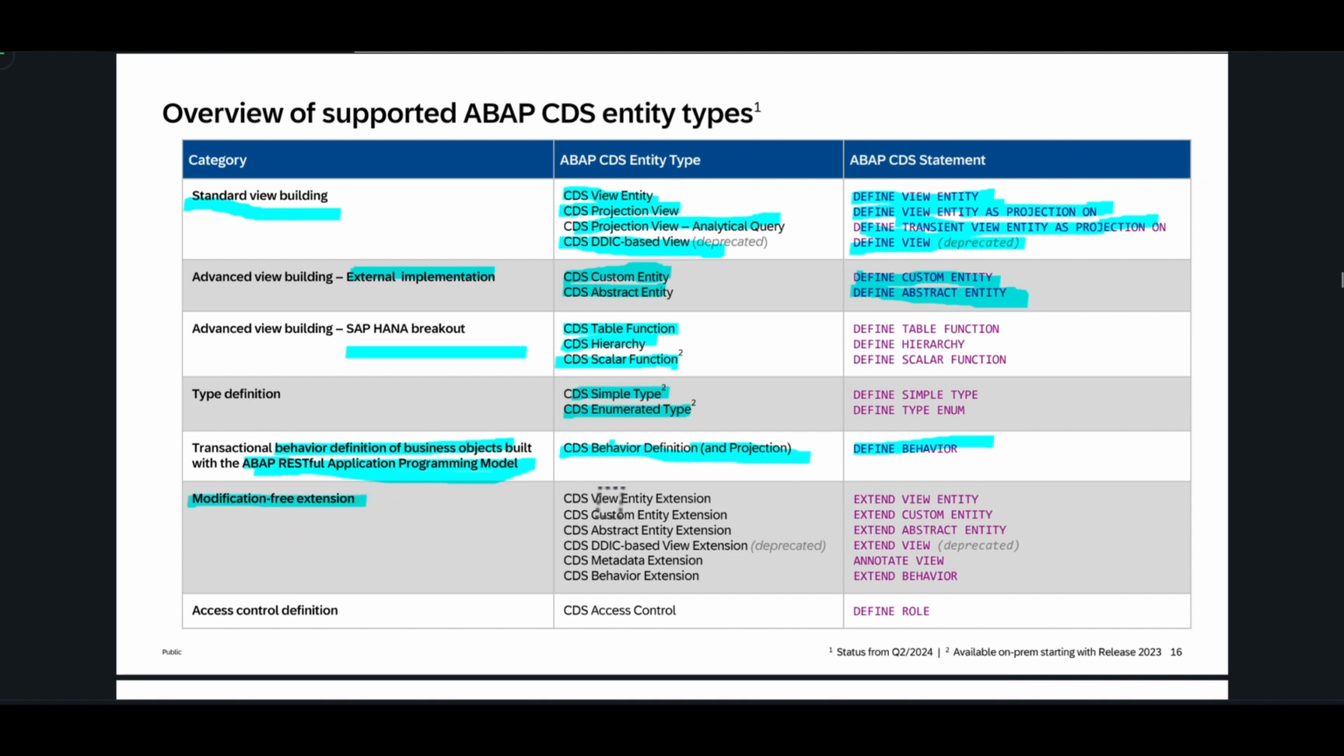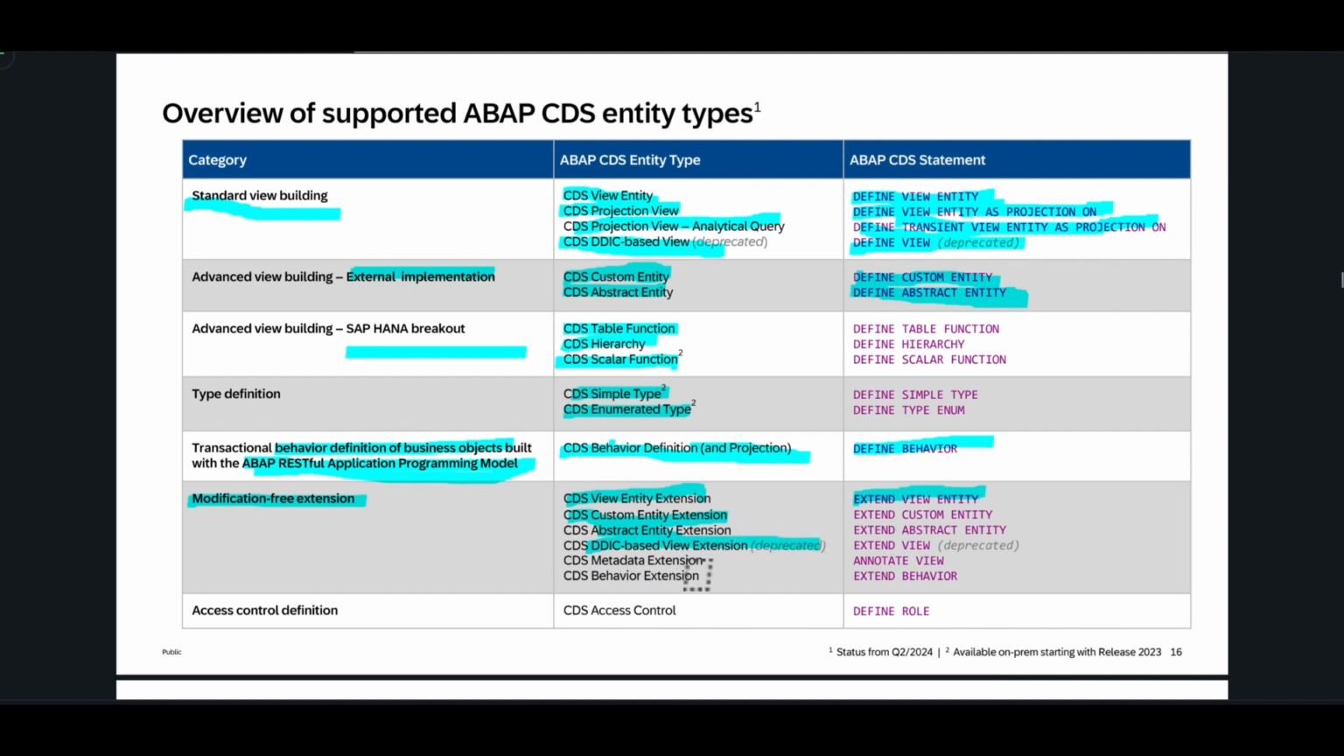With CDS you can simply extend columns and extend associations, right? And a lot of things can be done with extending a view. Mostly we will use the CDS view entity extension. In most cases we will be using this. If you want to add a new column to your standard applications, you can use the CDS view extensions. You can also extend a custom entity or abstract entity, whatever we have seen here, but don't try to extend DDIC.